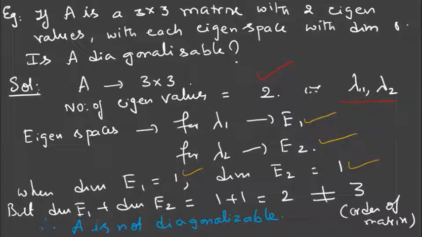Then what is the sum? What is the question asked? Is A diagonalizable? For diagonalizability, the sum of these two dimensions of eigenspaces must be equal to the order of the matrix. So dimension E1 plus dimension E2 is equal to 1 plus 1 is equal to 2. It is not equal to 3. It is not equal to the order of the matrix. That is why A is not diagonalizable.